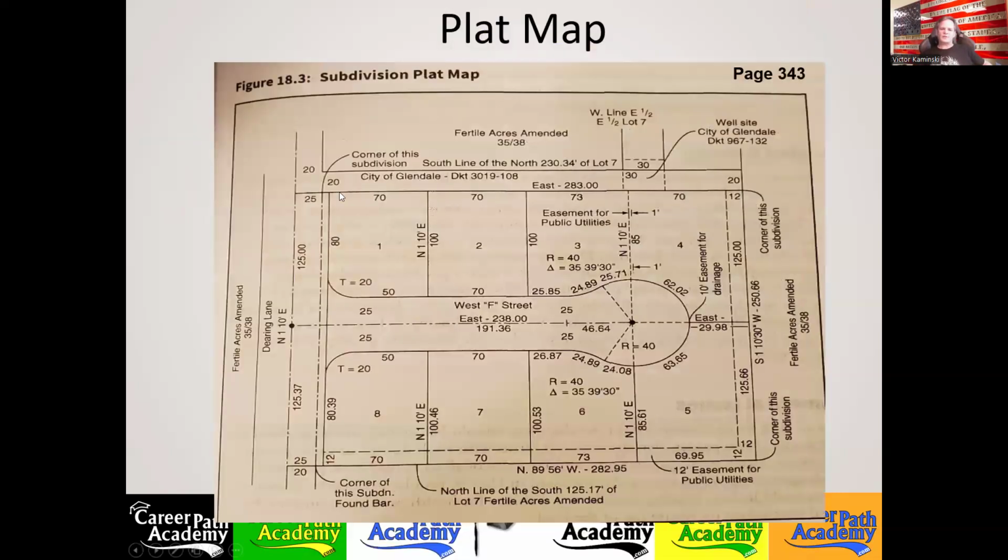So here's a sample of a small plat map. This guy's got this one property over here. It lays out the streets, how wide the street is. It's got that big area where you could turn around called a cul-de-sac. Each lot is numbered and has the measurements around it. You see a notation of public utility easements.